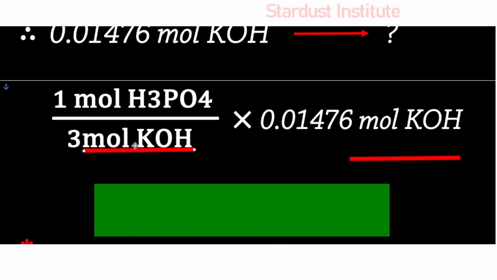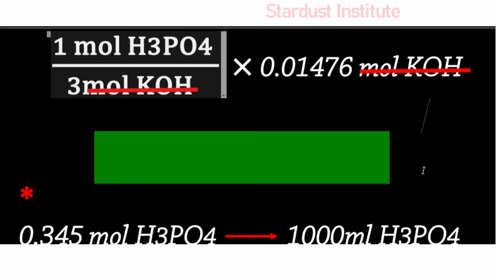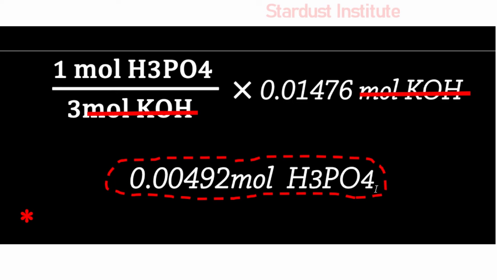Mole KOH, mole KOH. Now we get 0.00492 moles of phosphoric acid. This is not our main answer.